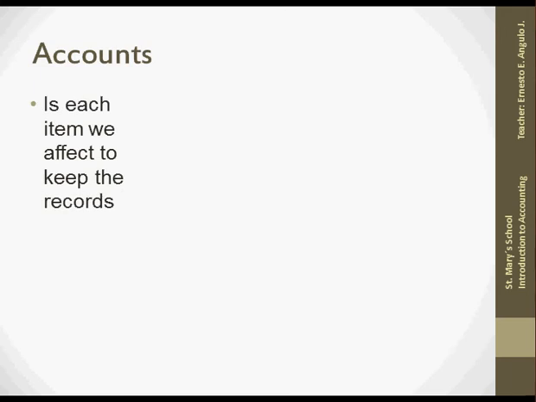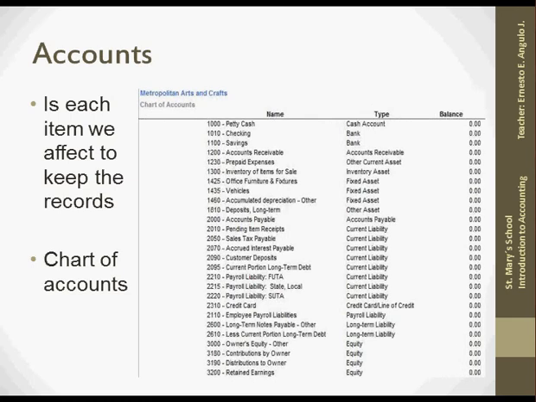Accounts are the items we use to keep the records, and the group of accounts is known as the chart of accounts. The chart of accounts, like the one in this example, is made of a unique number that identifies the account, the name or title of the account, the group to which the account belongs, and sometimes the company also includes the balance.